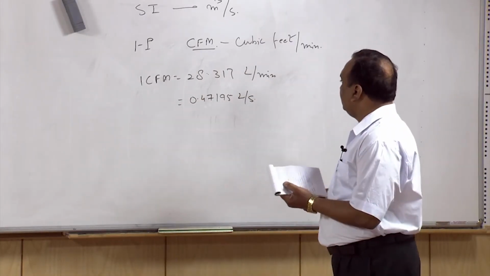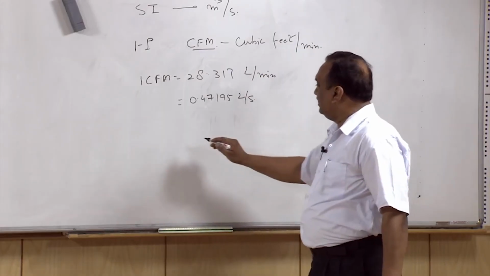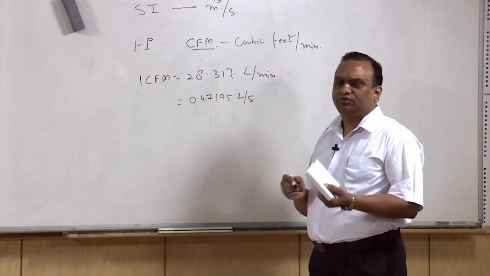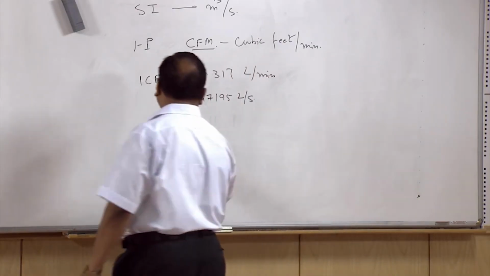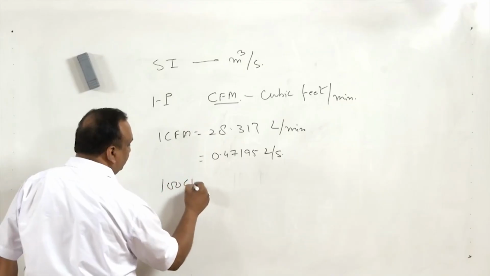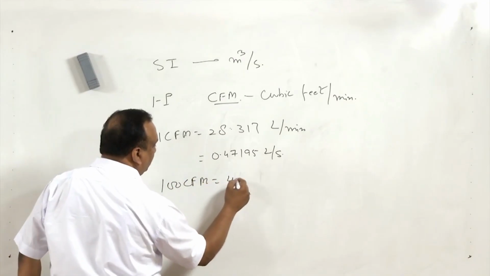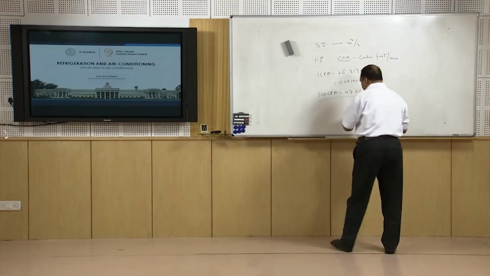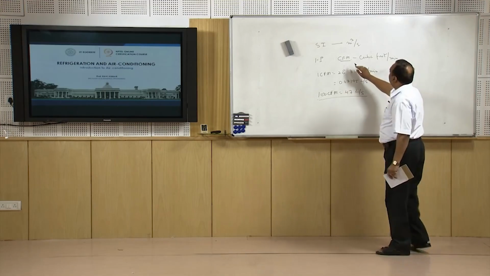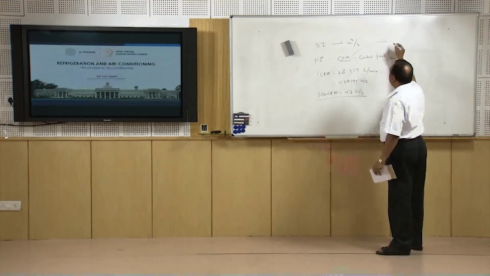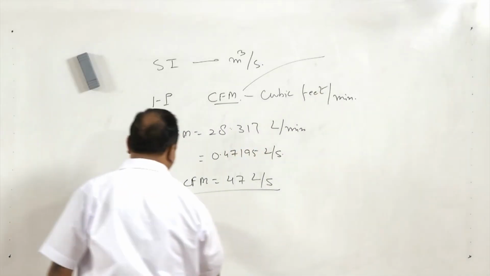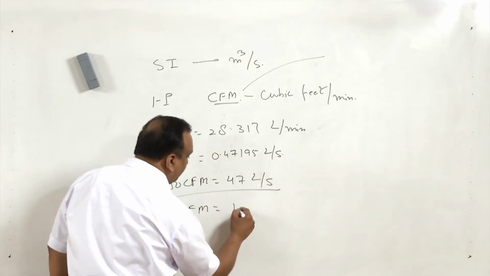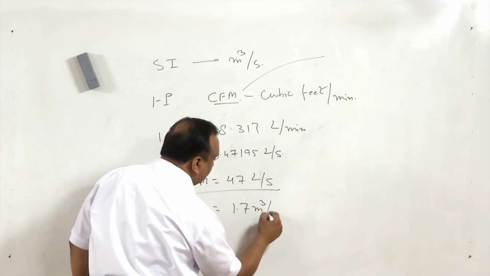So, immediately we can take, even if you take 100 CFM is equal to 50 liters per second, that will also do. But normally we assume that 100 CFM is equal to 47 liters per second. In some of the cases, CFM is also expressed in meter cube per hour, and 1 CFM is 1.7 meter cube per hour.